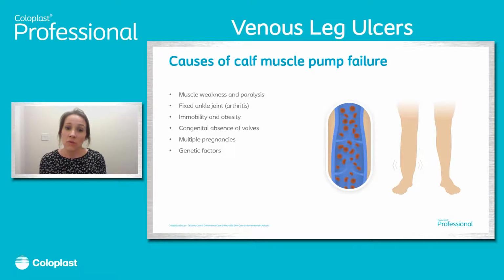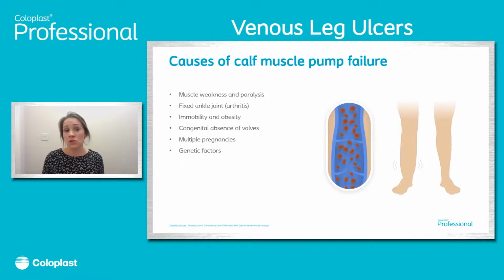So the causes of some of that calf muscle failure, and if we have that calf muscle failure, that's going to impact on our venous return. So if we have muscle weakness or paralysis, a fixed ankle joint because of arthritis, if we're obese, then we're going to be putting more strain on that calf muscle pump. If we're immobile, then we're not going to be using that muscle. So we're not going to get that natural support pump working.